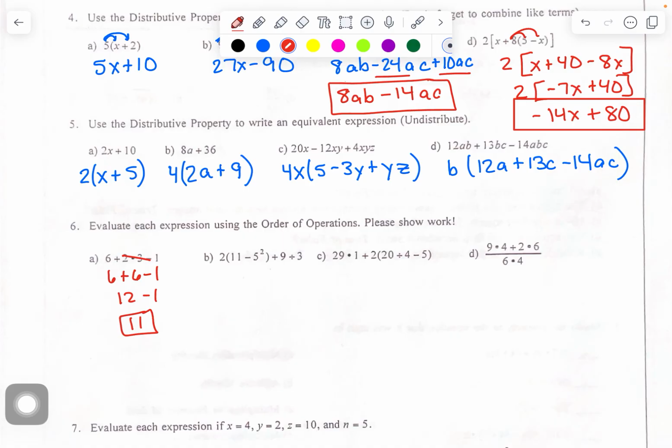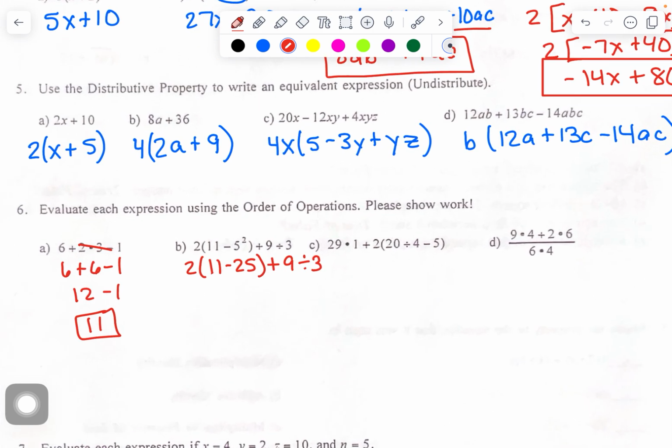In letter B, I'm going to start with the parentheses, and inside the parentheses, I start with the power. So it would be 11 minus 25, because 5 squared means 5 times 5, plus 9 divided by 3. If I finish what's in the parentheses, I have 2 and then a negative 14 plus 9 divided by 3. It's okay to do the multiplication and the division in one step and then add them together to get an answer of negative 25.